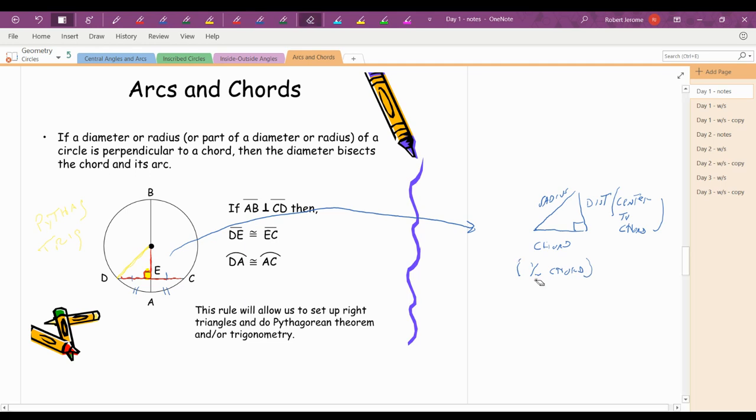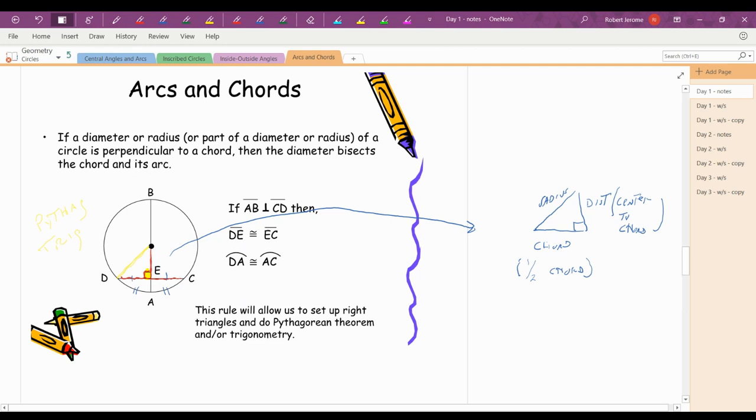We want to see right triangles. We want to see right angles. Those are the things that are going to help us solve problems. So the parts that go into that triangle, it's always going to be the same thing. The distance from the center to the chord, that's where we get the right angle with the chord. And since we're only using one side of it, we're going to close it off with the radius.